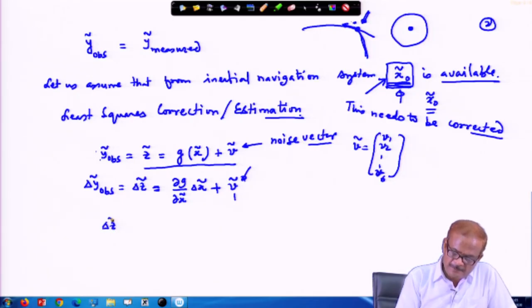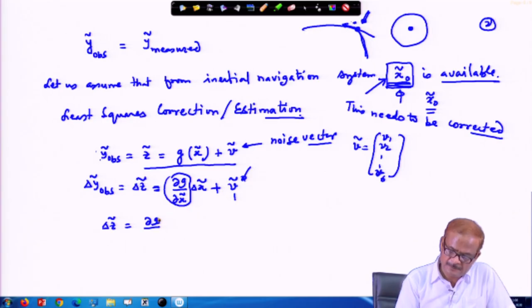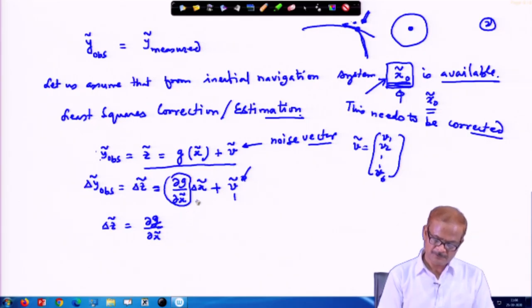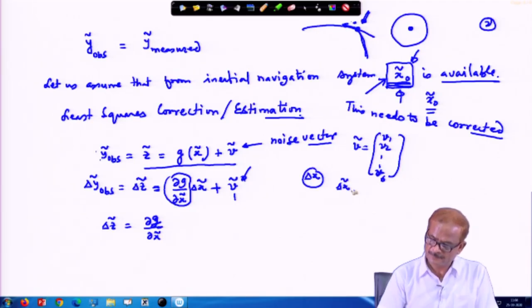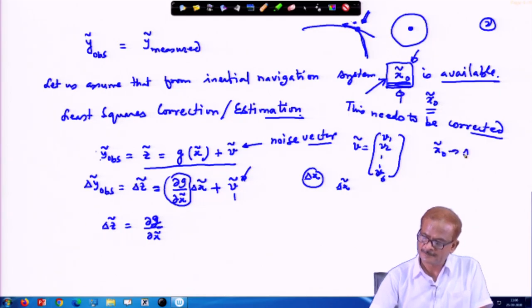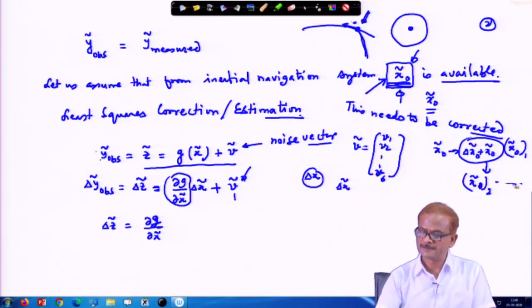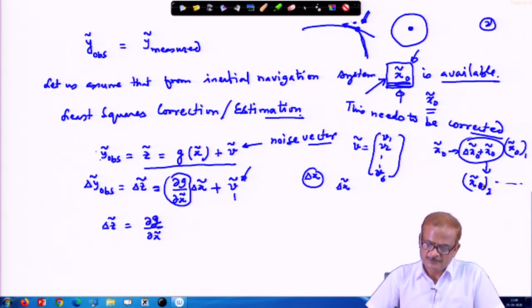Here this quantity we can rewrite in the form dou g by dou x tilde. See, what we are trying to do is to solve for delta x, the correction required in x 0. If the initial value x 0 tilde is known and we correct it by a certain quantity delta x 0, this is your updated value. Then again you correct this, and after the second correction this will become x tilde 2 and so on. After a few iterations you will see that this converges, the error in the observed value.